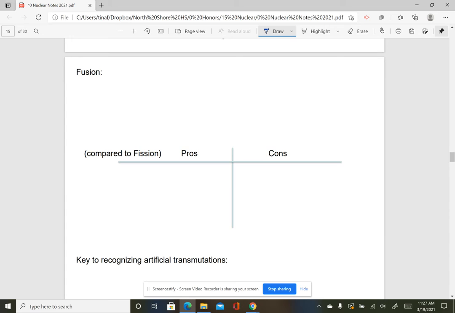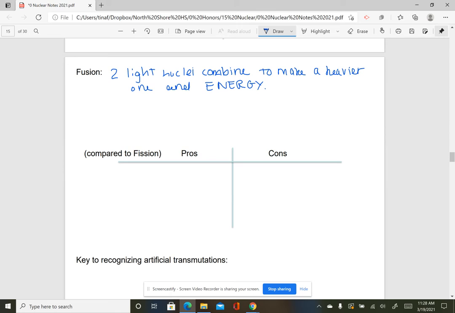Okay, fusion. Fusion would be a game changer for us. So fusion is the opposite of fission. It's when you take two light nuclei and you combine them to make a heavier one. And just like with fission, we get a huge amount of energy. Okay, so this definition is more vague than you guys need to know.